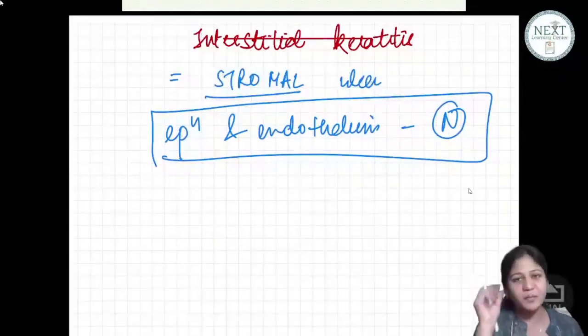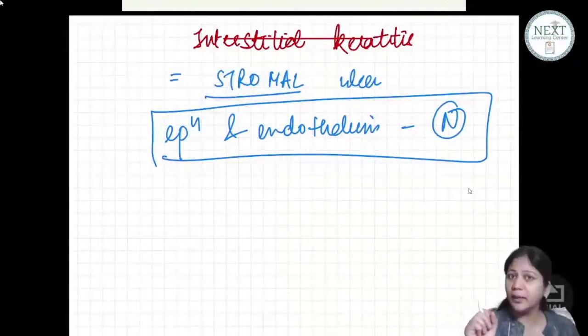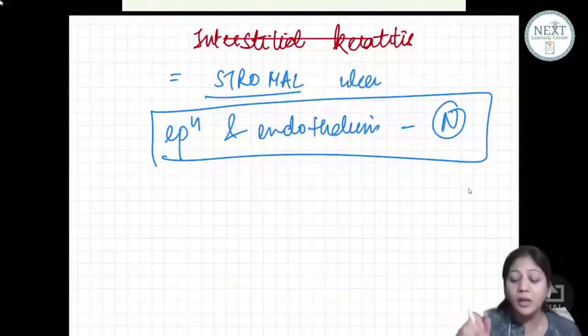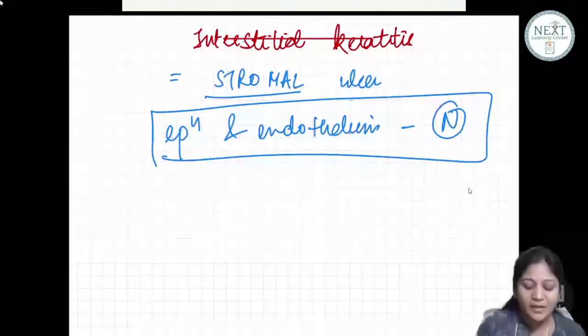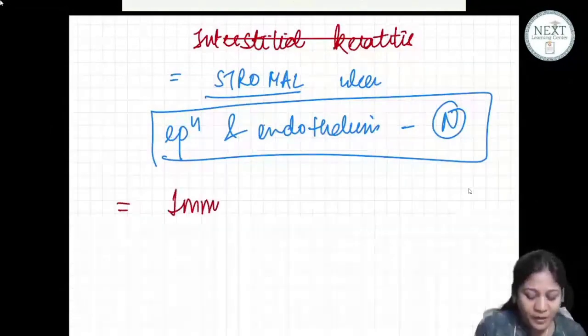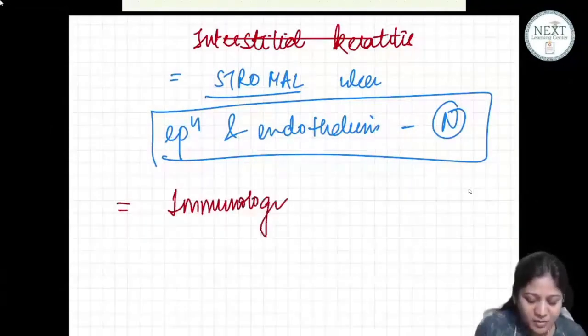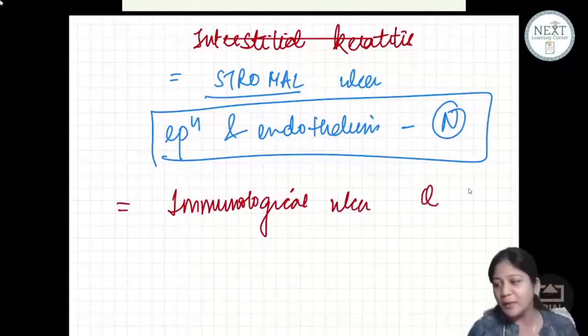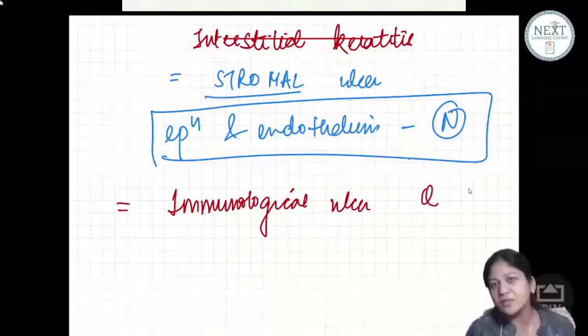So this is a very special kind of ulcer where both the epithelium and endothelium of the cornea are normal. The problem is only in the stroma. So this has come from an immunological response. This is a kind of immunological ulcer. ठीक है, somebody was asking me about a painless ulcer, so this is one example.